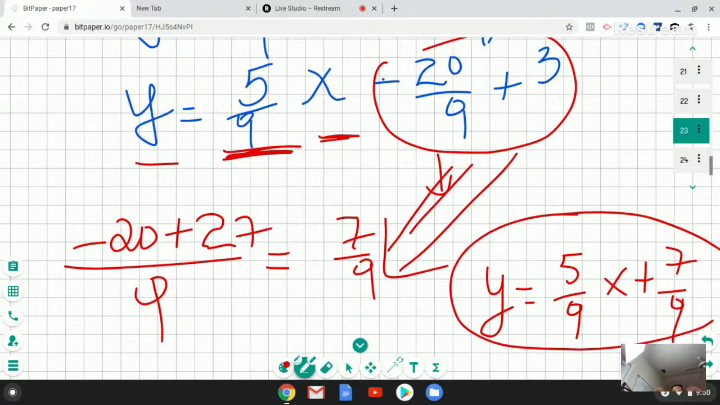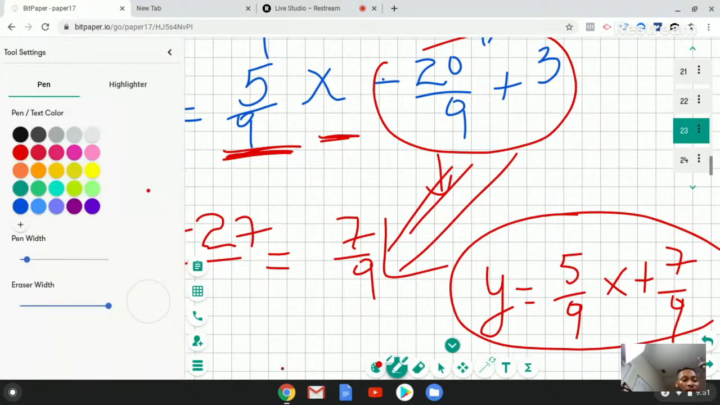Now, here is the moment of truth. I could do all this and make a mistake. The only way to know this is going back into the equation and plugging in the point B to see if we made any mistake. So let me do this in a different color so you don't get confused.